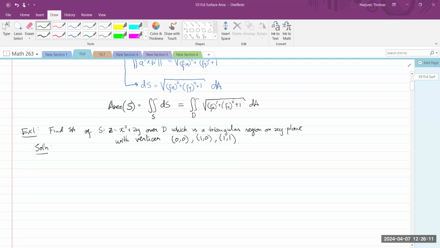So there are two things we need to work on here. First, let's figure out the domain first. The domain will be a triangular region with vertices 0, 0, 1, 0, and 1, 1. So that's the domain. Now the boundary: this is y equals 0, this is x equals 1, and this is y equals x. Why do we need to find that domain D on the xy plane? Because that will help us later on to set up the integral. The integral later on will be a double integral, x is from 0 to 1, and then y will be from 0 to x. We save it for now like this.